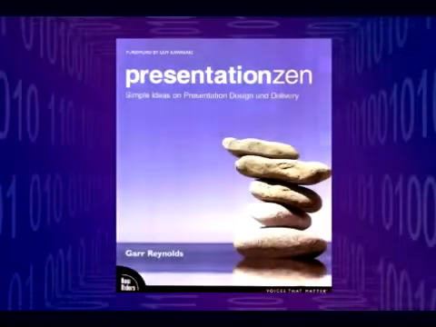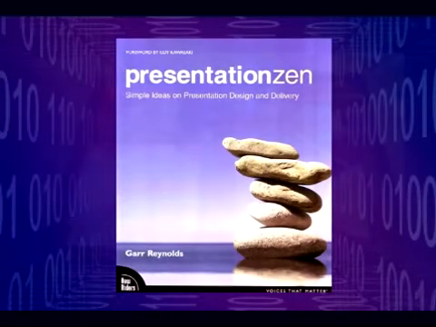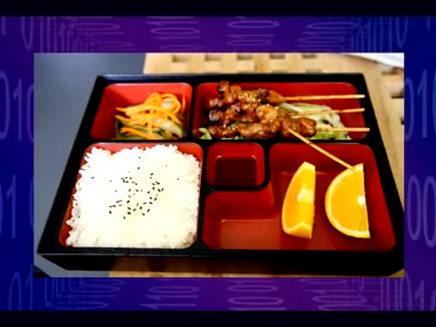A few years ago, Gar Reynolds wrote the game-changing book on presentations, Presentation Zen. Gar had been in Japan on business and spotted the simple, elegant, and precise bento boxes that many Japanese businessmen have for lunch. He wondered, why can't presentations be less complex and wordy? Why can't these presentations, which are supposed to be visual aids for speeches and lectures, be just as simple, elegant, and precise as the bento box?